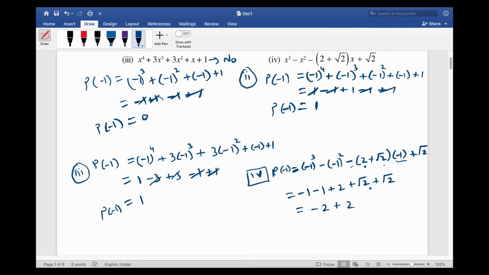plus 2 and plus 2 root 2. So this and this will simply get cancelled and I will be left with 2 root 2. So since p of minus 1 for this is not equal to 0, so for this also I will say no, x plus 1 is not the factor.